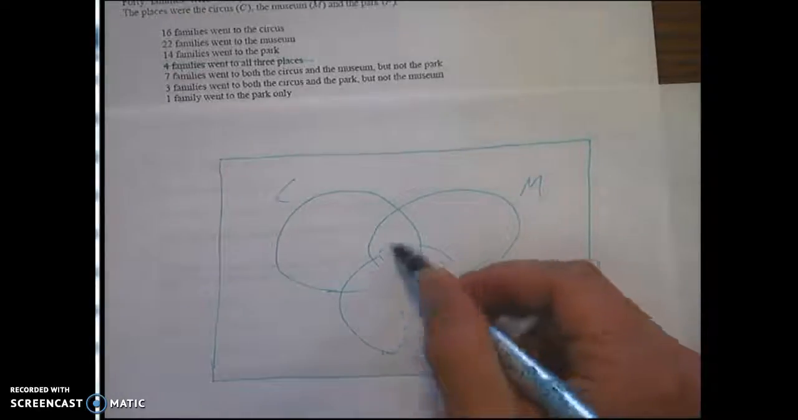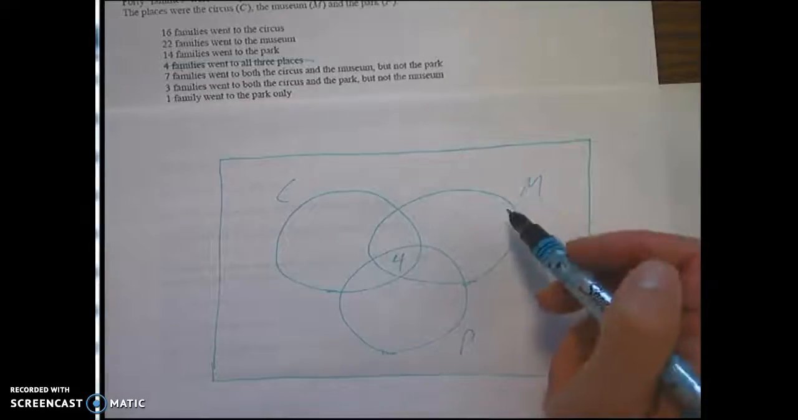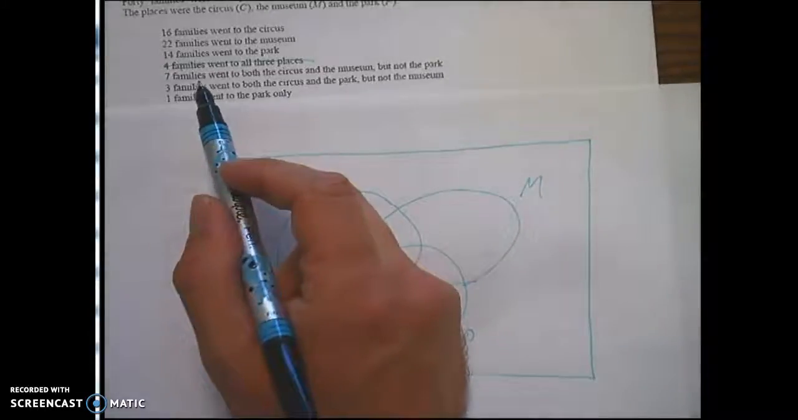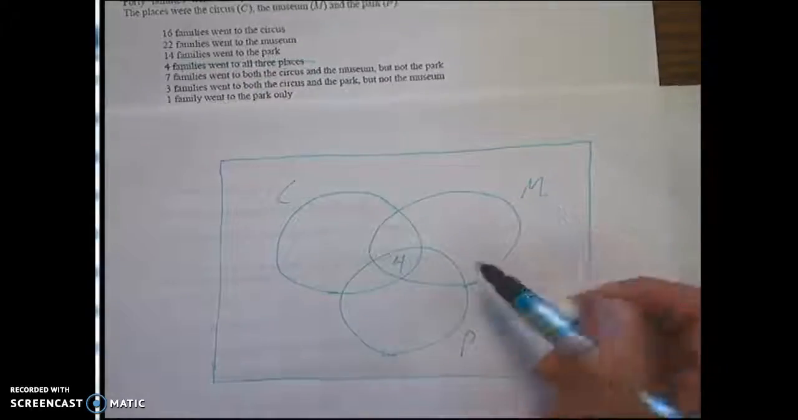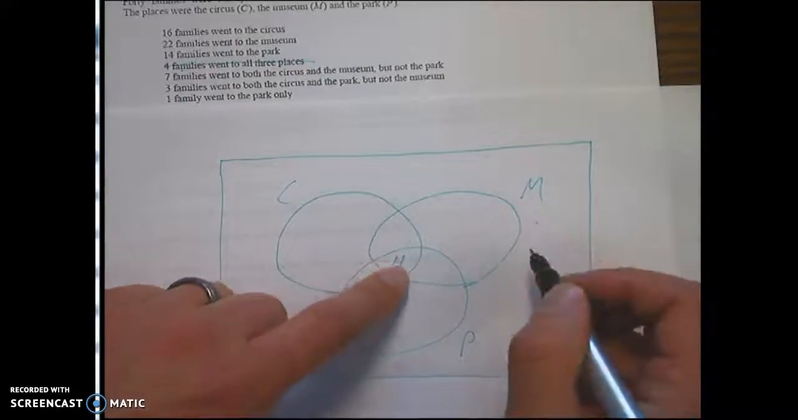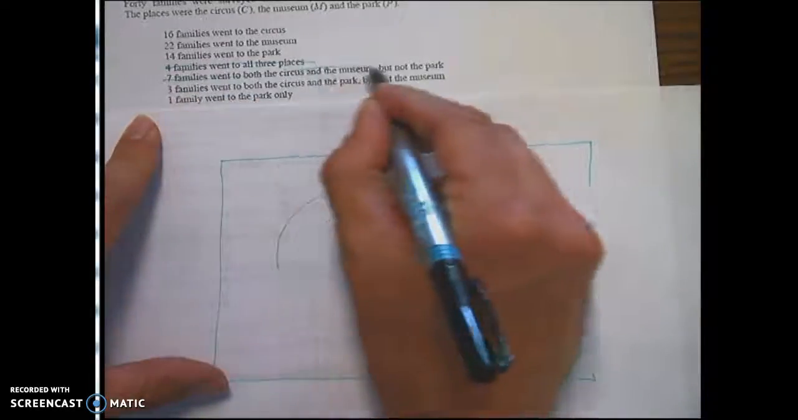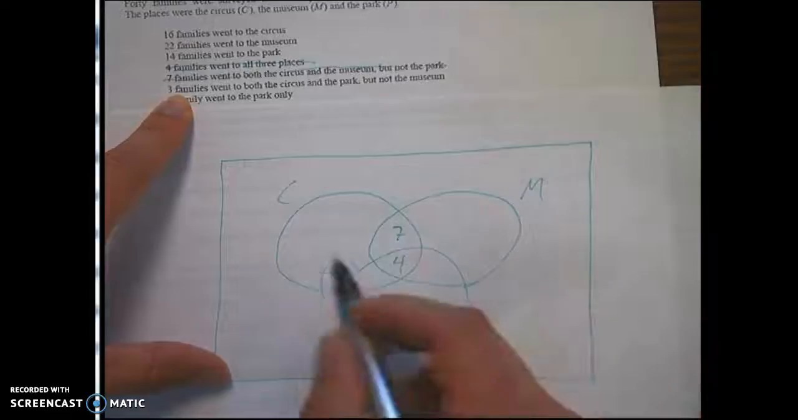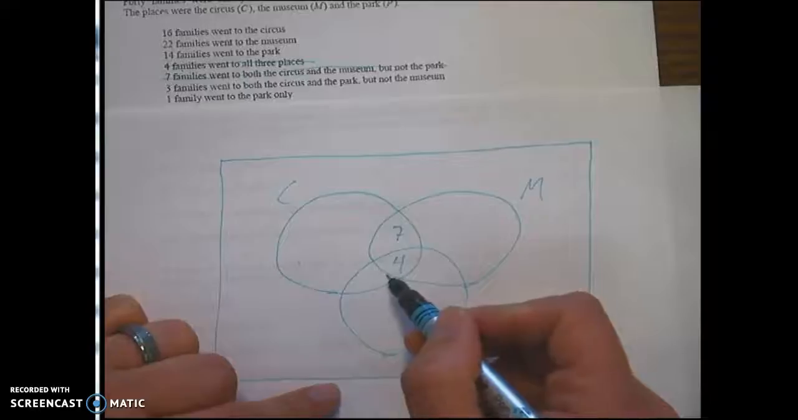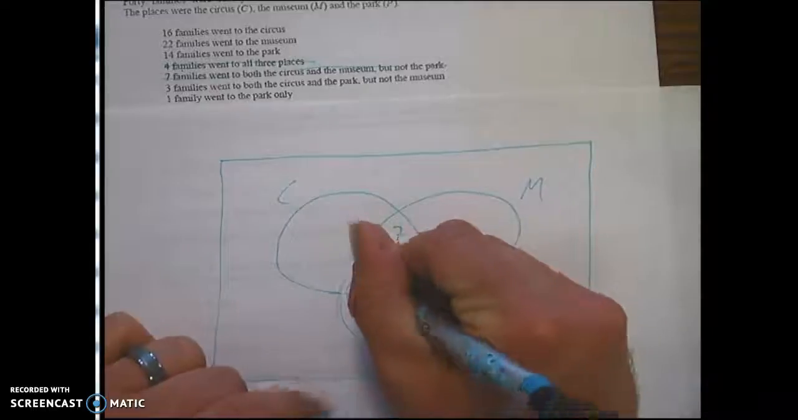Now I want these intersections, so like the ones who went to the circus and the park, or the museum and the circus, or the museum and the park. I see one right here. 7 families went to both the circus and the museum. Circus and the museum are these 2 sectors right here, but not the park. So this one includes the park, but this one does not. So I'm going to write that 7 right there. 3 families went to both the circus and the park. These 2 sectors are the intersection of the circus and the park, but not the museum, which is that part. So we're just talking about this sector right here. That's where the 3 belongs.